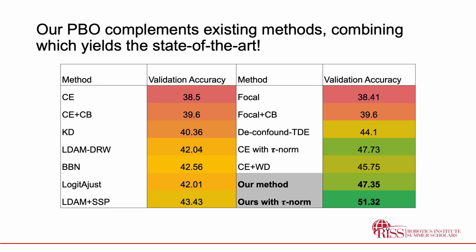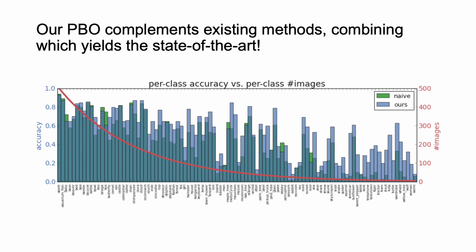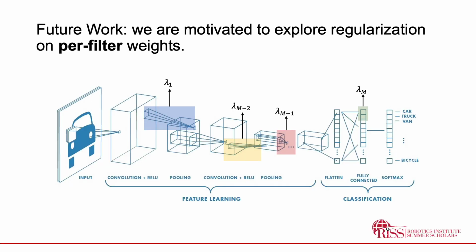In this table, we benchmark our method, highlighted in gray, by comparing it to existing CIL methods. Combining our algorithm with other methods yields state-of-the-art performance, which is 51%. And here, we can see the per-class accuracy for our model, which is colored in blue, compared to the naive model, which is colored in green. We achieved higher accuracy in almost all of the classes. In the future, we are motivated to explore regularization on per-filter weights rather than per-class weights.